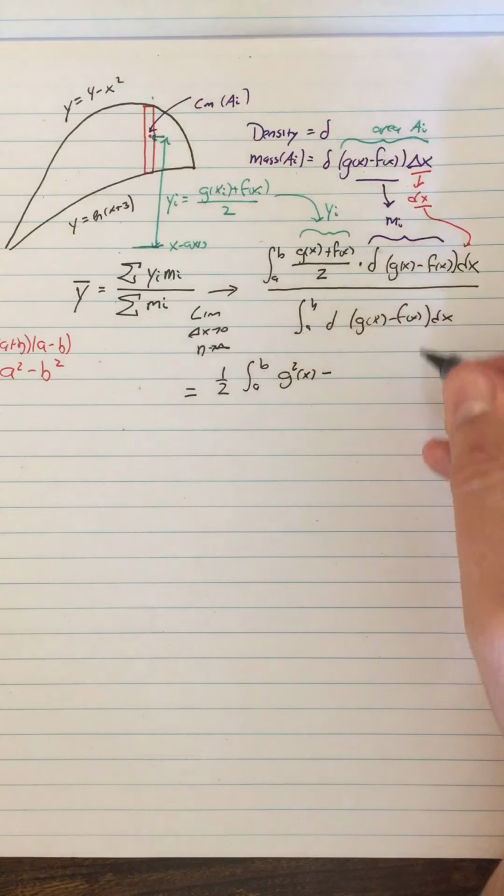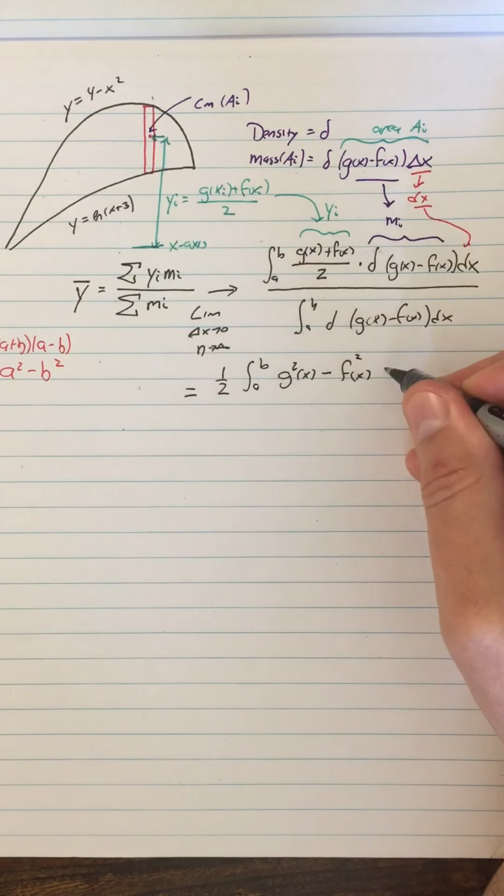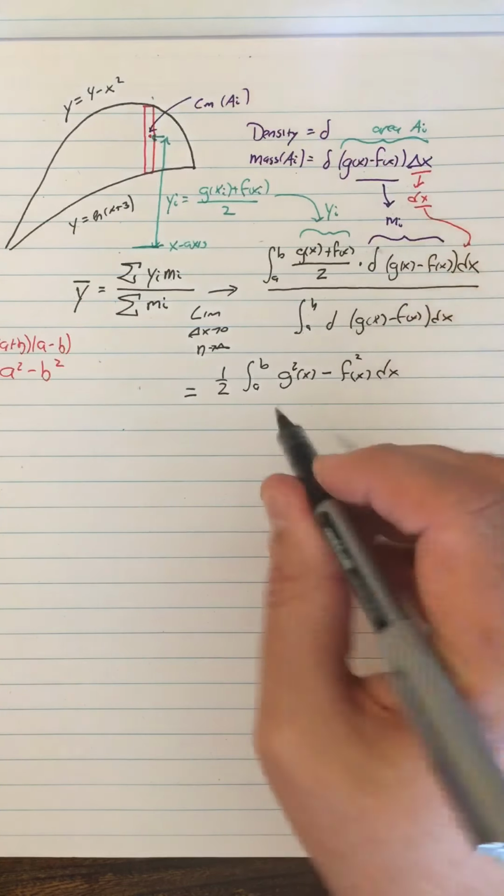I think we're familiar with that. Minus f of x squared. So I'm going to write f squared of x. So of course these refer to g of x squared and f of x squared, not the second derivative of g, and so forth. So we understand that from the context.